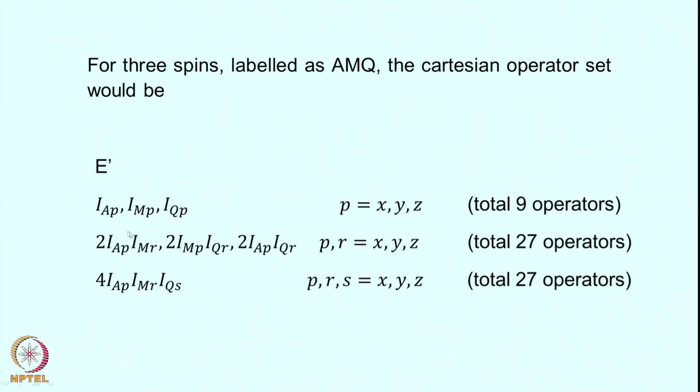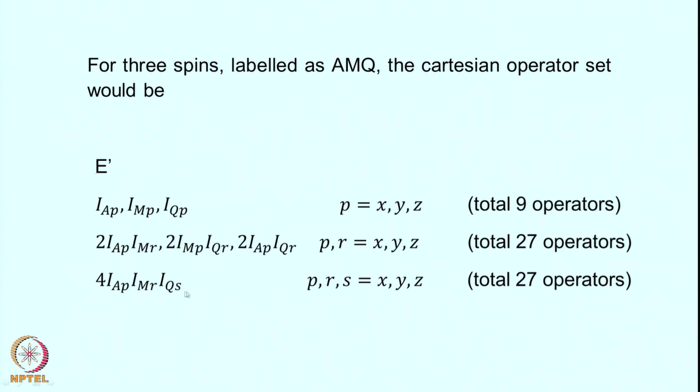Then I will have 2 spin products: 2 IAP IMR, 2 IMP IQR and then 2 IAP IQR. Here notice I am varying both P and R. There are 3 spins A, M, Q, so I will have the products A to M, M to Q, A to Q. These three products will be there, and for each case I will have P and R varying as X, Y, Z. So how many in total? There are 3 products, P takes 3 values, R takes 3 values, so 3 into 3 into 3, a total of 27 operators.